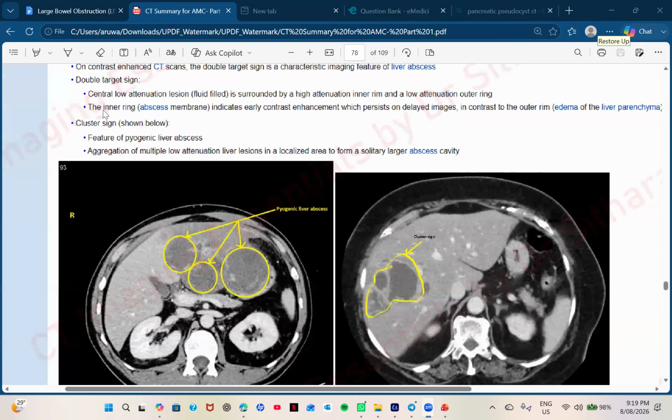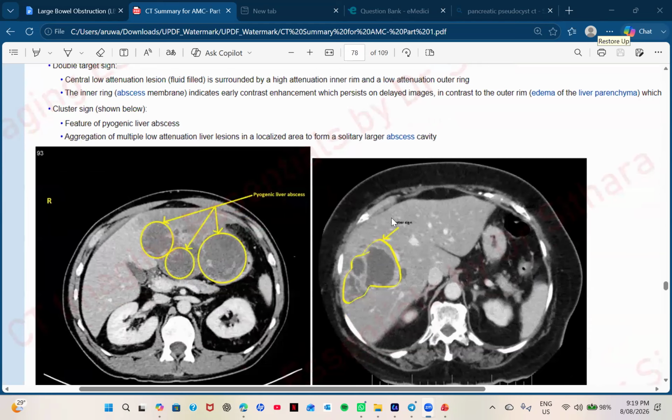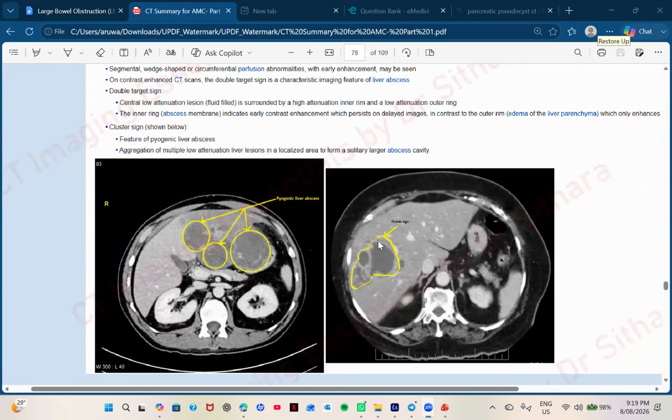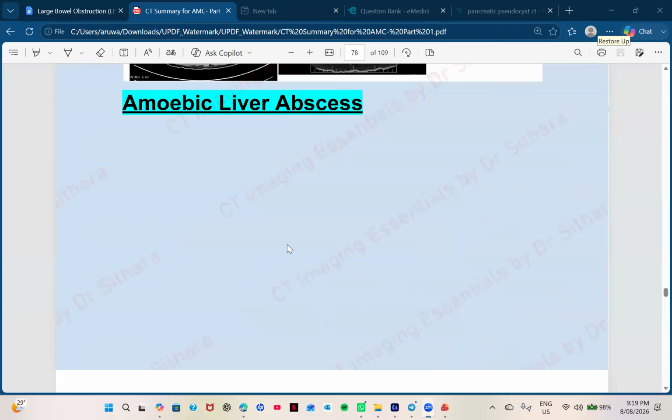Here is the cluster sign. What is the cluster sign? A feature of pyogenic liver abscess, aggregation of multiple low attenuation liver lesions, localized from a solitary large abscess cavity. Here they are separated, like a cluster you can see, separately, the pyogenic liver abscess. This is the typical presentation.